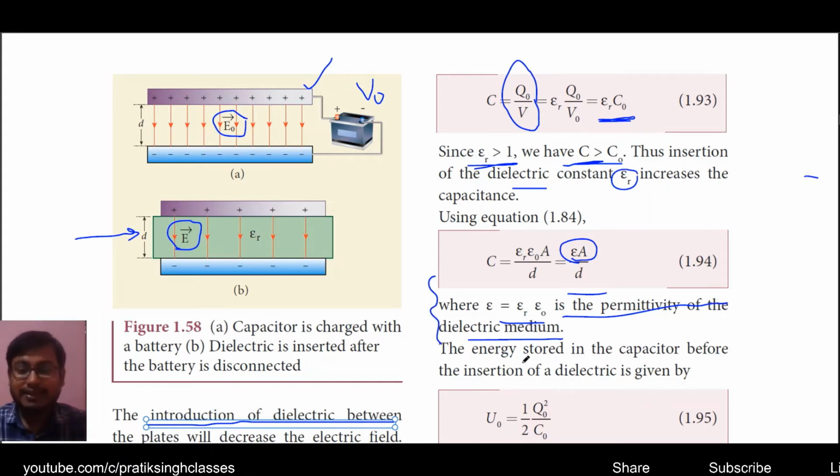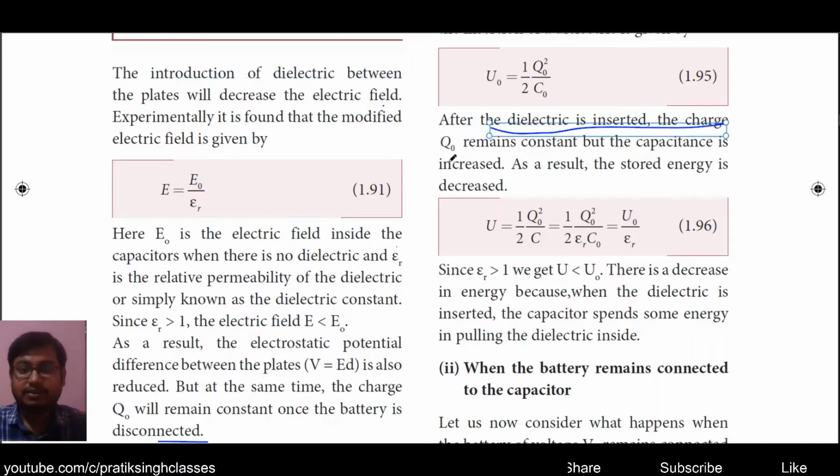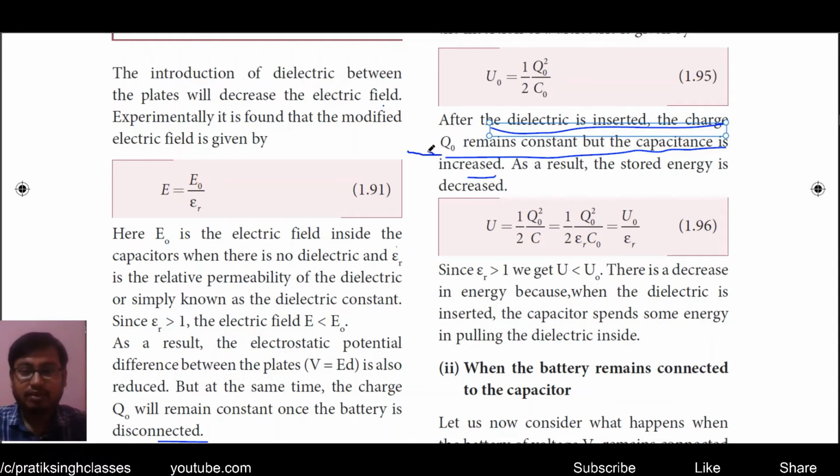The energy stored in the capacitor before the insertion of dielectric is given by equation 1.95, that is U naught is equal to 1 by 2 into Q naught square by C naught. After the dielectric is inserted, the charge Q naught remains constant but the capacitance is increased. This Q naught has come from the battery. As a result, the stored energy is decreased.